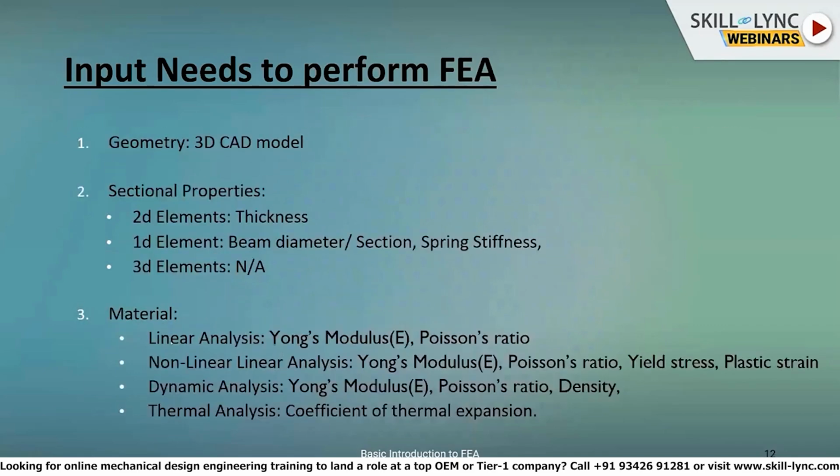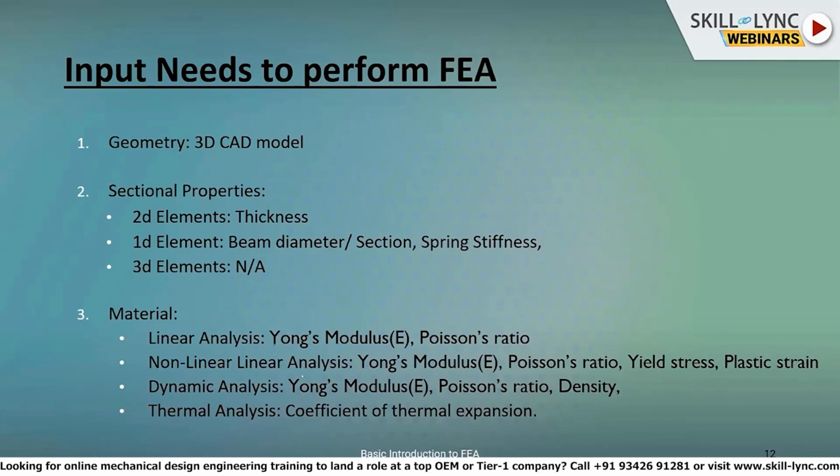In the material, for linear analysis, we have to use the Young's modulus and Poisson's ratio. These are the 2 main material properties. Basically, when we give these 2 material properties, it will calculate other properties automatically, based on other equations and relations we can find out. But the basic need is Young's modulus and Poisson's ratio.